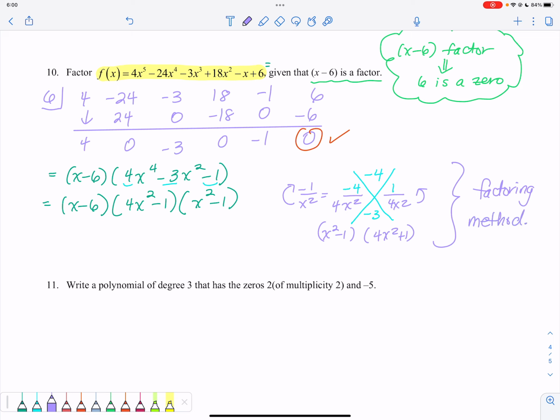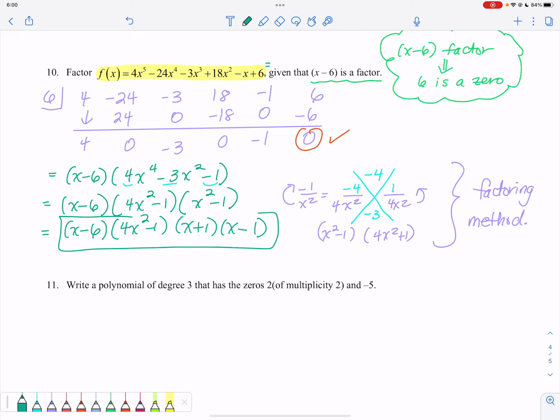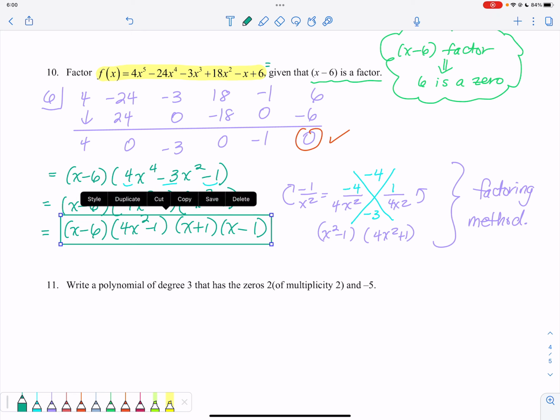Okay, so now what do you notice? Now we still have a difference of squares that we can factor, and this would be 4x squared minus 1, and then we'd have x plus 1 and x minus 1. And that is our factored form.